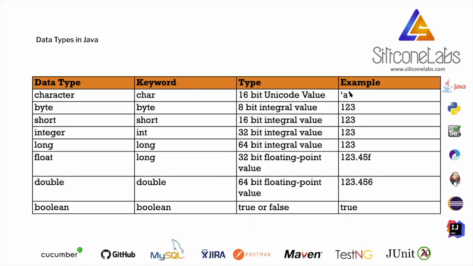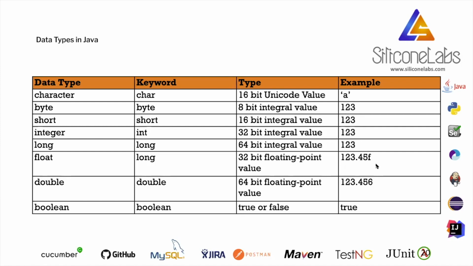Well, character can hold some kind of characters. This A can be anything. It can be B, C, D, exclamation mark, question mark, every kind of character you can imagine. And byte is holding some numbers. Short is holding some numbers. Integer is holding some numbers. Long is holding some numbers.